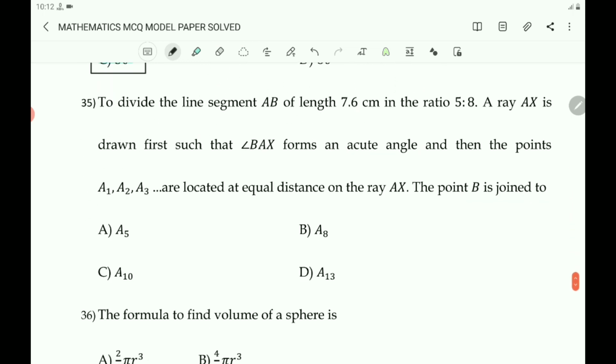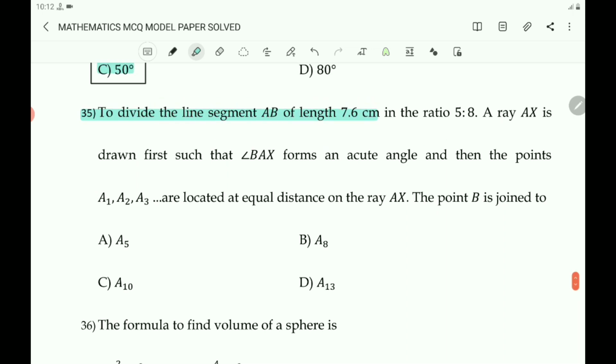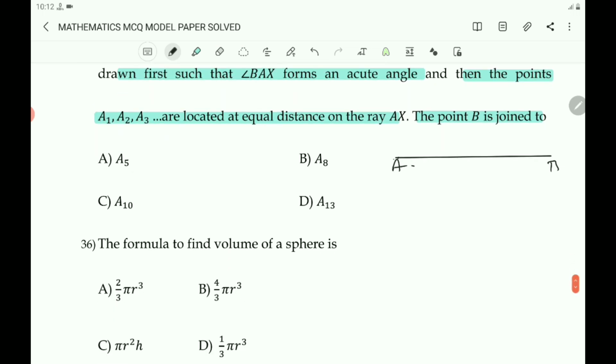Next question 35. To divide the line segment AB of length 7.6 cm in the ratio 5:8, a ray AX is drawn first such that angle BAX forms an acute angle. Then the points A1, A2, A3 and so on are located at equal distance on the ray AX. The point B is joined. Here point B means, here you take, this is a line AB, and here is a ray with acute angle.